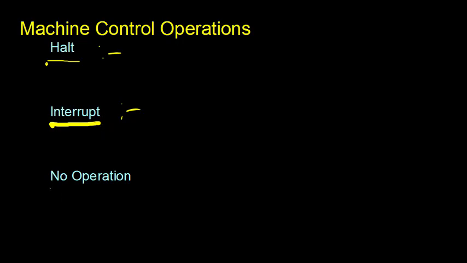Then we have no operation, NOP, and for halt we have HLT. Whenever the microprocessor encounters a no operation instruction, it stops for some time and then continues with the next instruction. So no operation is used to debug the programs, or to introduce some delay in the programs. This is one way in which delay can be introduced in a program.